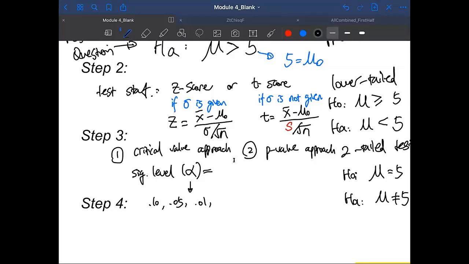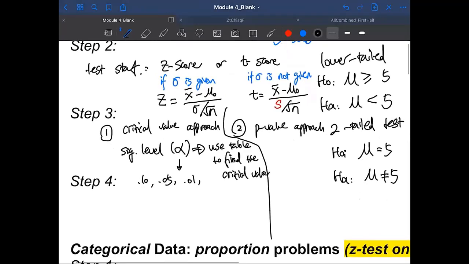From that, you're going to use your table to find the critical value. This is how you typically do that. After you find your critical value, you can move on to step 4. Step 4, I know I haven't completed the p-value approach yet, but I just want to quickly conclude this part. Once you figure out the critical value, you want to compare your test statistic.